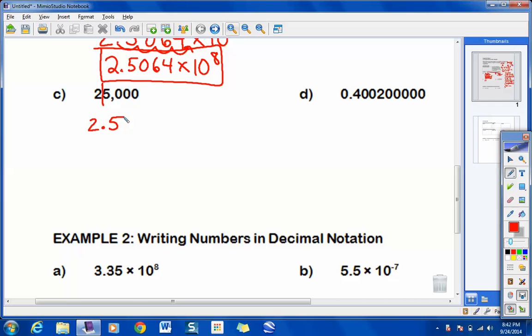The answer is no. I'm going to count to the right. How many spaces have I taken up? 1, 2, 3, 4. So this will be 2.5 times 10 to the 4th. Very simple there. Okay? Likewise with the next one.